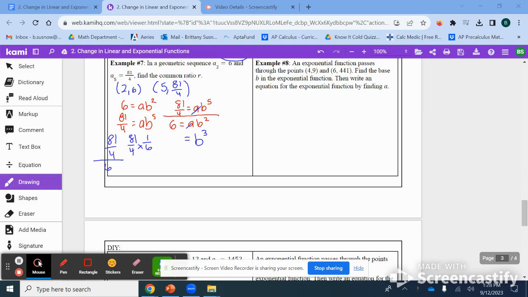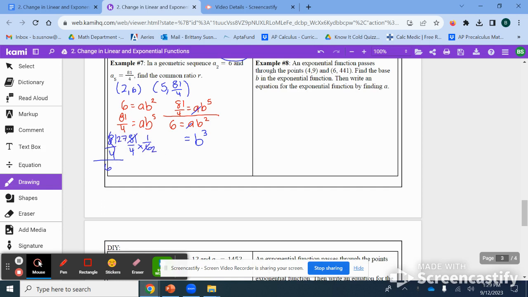Okay, we're back. So 81/4 times 1/6. Are you guys good with cross canceling? Do you know how to simplify diagonally? Okay, let's double check. 81 and 6. If you don't know that, they're both divisible by 3. So you can divide 6 by 3 and get 2. 81 divided by 3 is 27.